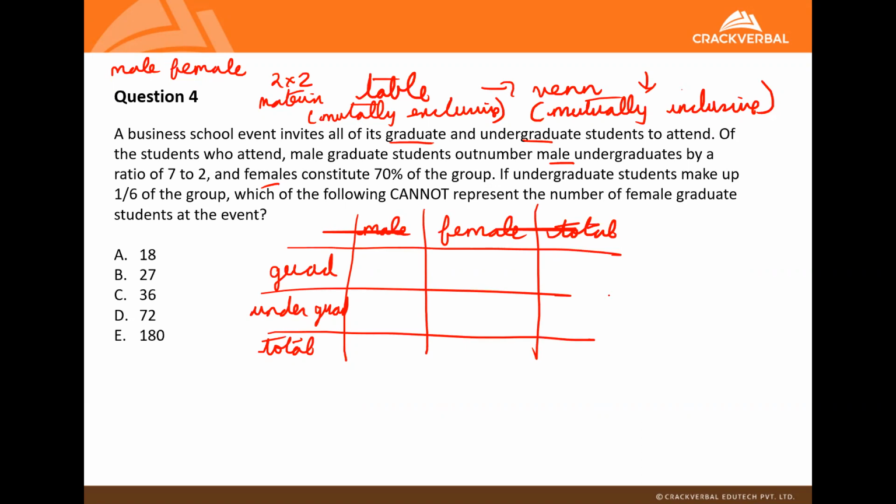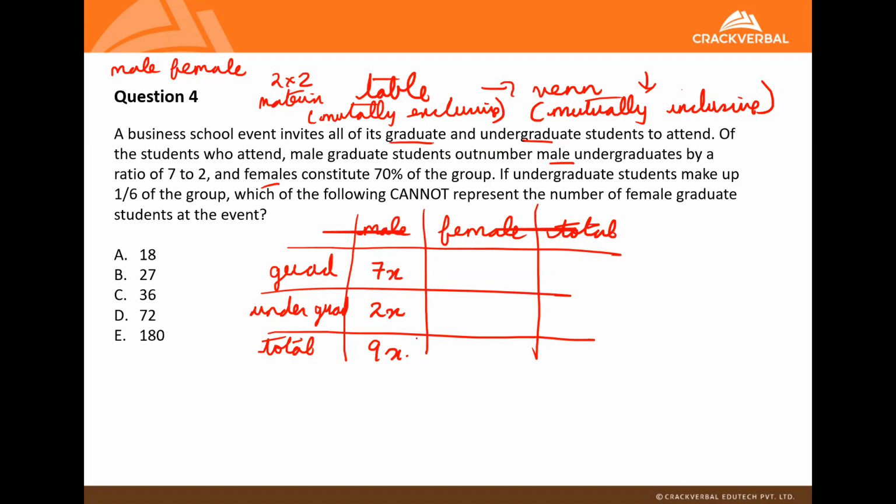Okay, let's go stage by stage. A business school event invites all of its graduate and undergraduate students to attend. Of the students who attended, male graduate students outnumbered male undergraduates by a ratio 7:2. So they're telling me the ratio of male graduates to male undergraduates is 7:2. So I'm going to keep this as 7x and 2x. So this total has to be 9x. Remember, I'm not using the ratio directly. You can either use 7/9, 2/9 if you want to go the fraction route, but I prefer to attach a variable and work with variables.